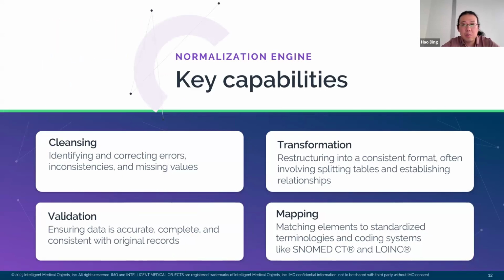So far, we have talked quite a bit about the importance of data normalization, but what does a data normalization engine really entail? Well, we think there are 4 key capabilities: cleaning, transformation, validation, and mapping. Data cleaning is to identify and correct errors, inconsistencies, and potentially missing values in the clinical data. And data transformation is to reconstruct data into a consistent format, which often involves splitting tables and establishing relationships. And data validation is to ensure that data is accurate, complete, and consistent with the original records. And finally, data mapping, which is to match data elements to standardized terminologies in coding systems such as ICD-10, SNOMED-CT, or LOINC.